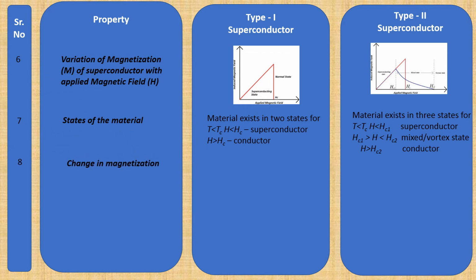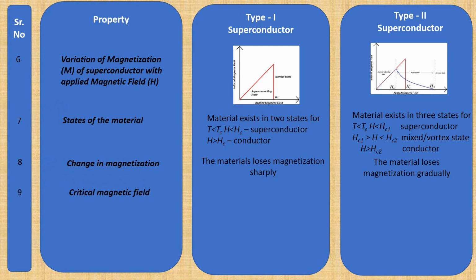Next point is change in magnetization, meaning how magnetization changes. In type 1, the material loses magnetization sharply, suddenly, at the point when the external magnetic field is more than the critical magnetic field. While in type 2, the material loses magnetization gradually, it slowly decreases.